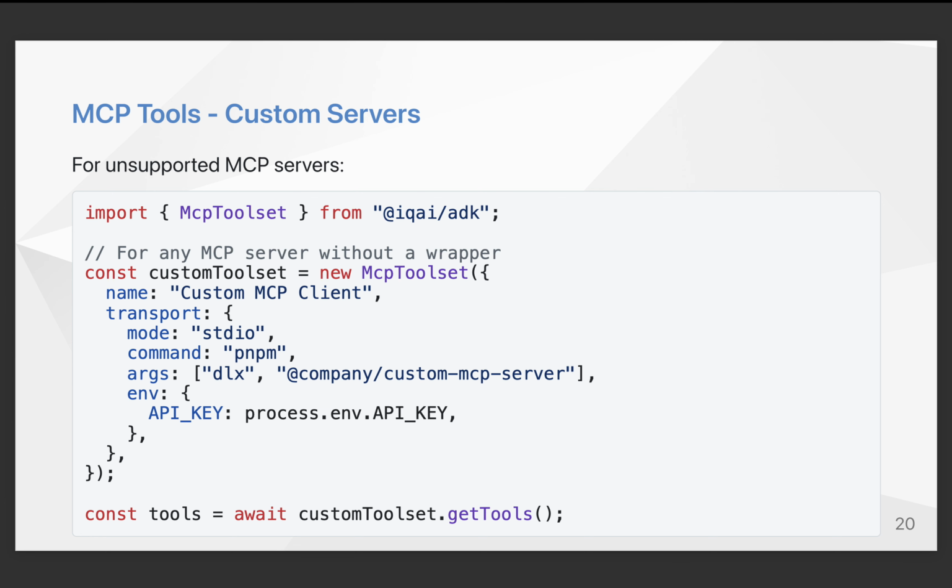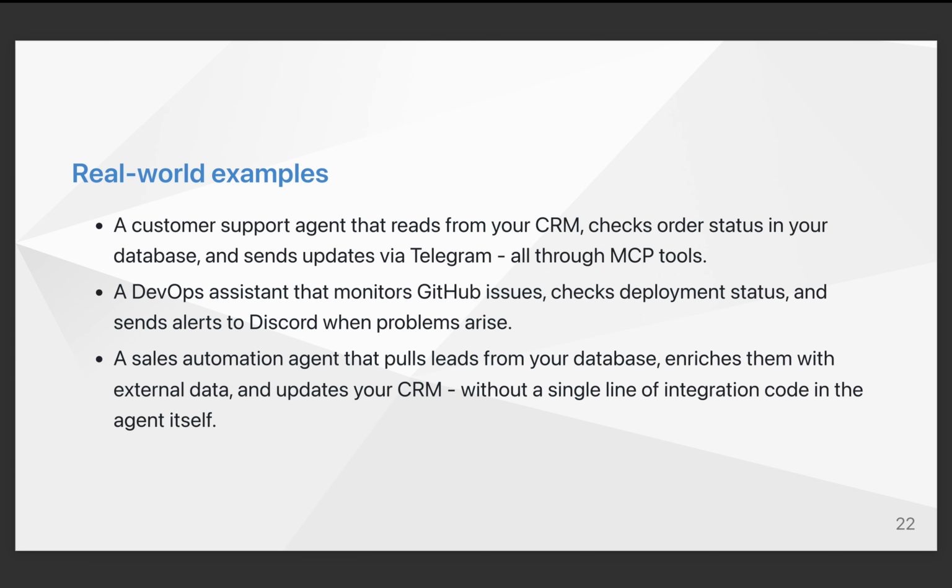Let me share some real-world examples of MCP in action. A customer support agent that reads from your CRM, checks order status in your database, and sends updates via Telegram, all through MCP tools. A DevOps assistant that monitors GitHub issues, checks deployment status, and sends alerts to Discord when problems arise. A sales automation agent that pulls leads from your database, enriches them with external data, and updates your CRM without a single line of integration in the agent itself.